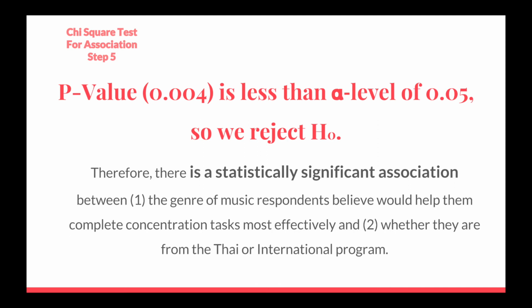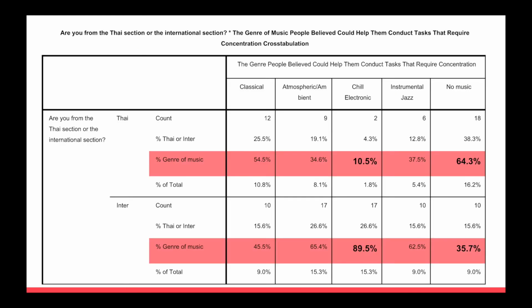Thus, we can reject our null hypothesis and can therefore conclude that there is a statistically significant association between the genres of music selected relating to concentration and their program. According to our cross-tabulation data, you can see that within the total number of respondents who selected no music as their genre of choice, 64.3% were Thai students, which is relatively greater than the international students' proportion of 35.7%.